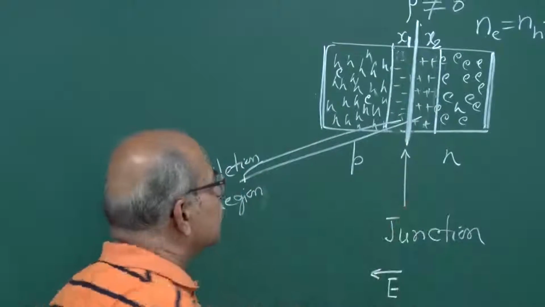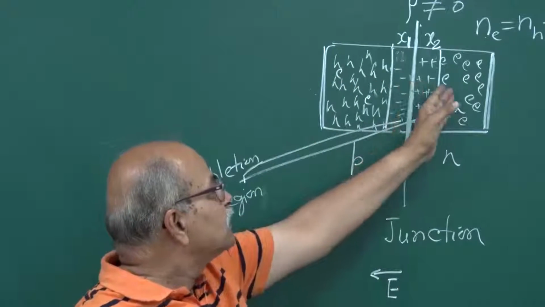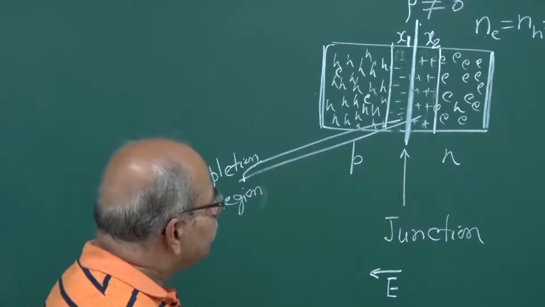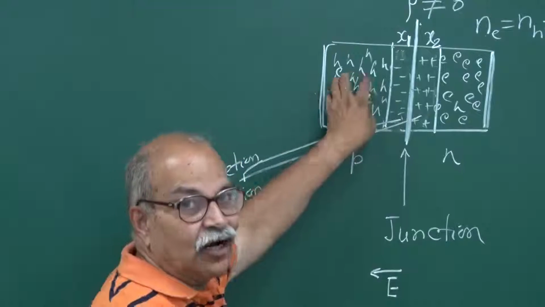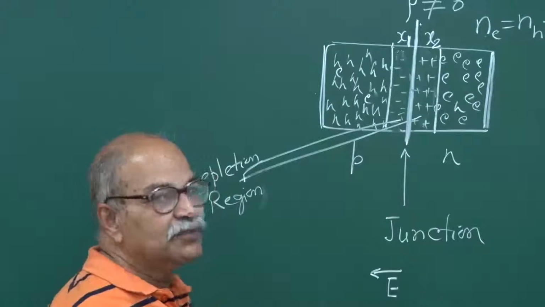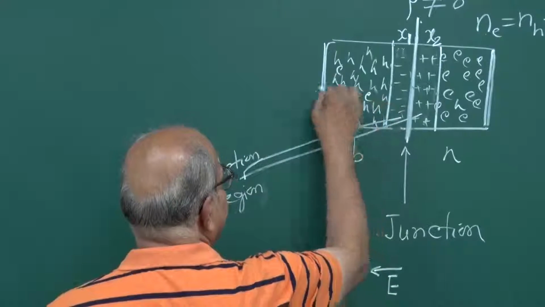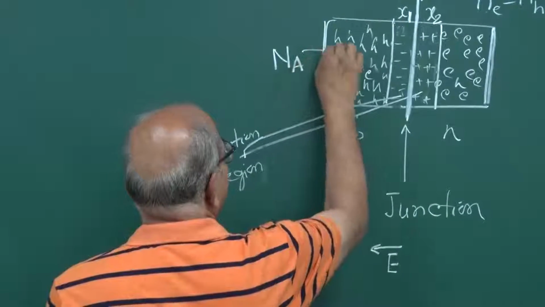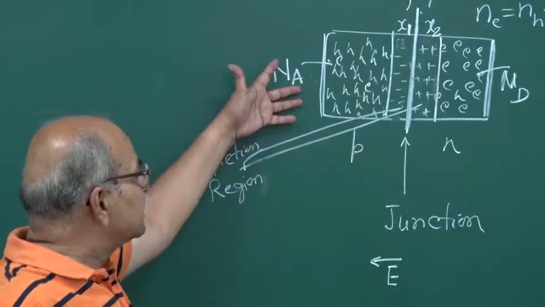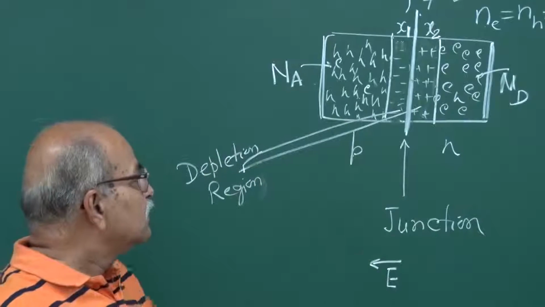Then this depletion region extends up to depth x1 on this P side, up to depth x2 on the N side, and these x1, x2 depend on the dopant densities. How many impurities per unit volume you have put here and how many impurities you have put here. So if this is P type, that means you are putting acceptor impurities here, so Na, and here you are putting donor impurities, so Nd. How many acceptor impurities per centimeter cube, how many donor impurities per centimeter cube, that will decide this.